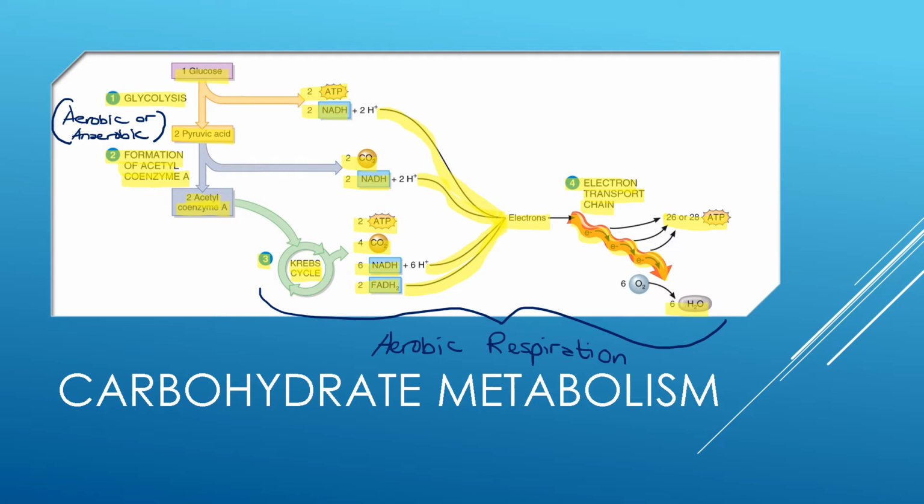This intermediate step, the formation of acetyl-CoA, does require oxygen as well. So this can only occur under aerobic conditions too. But it's kind of not included in this overarching aerobic respiration term. That's only going to be the Krebs cycle and electron transport chain. So all that to say that if oxygen is present, all four phases will occur.